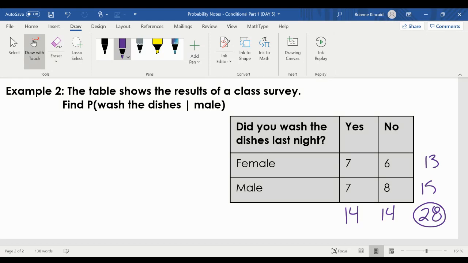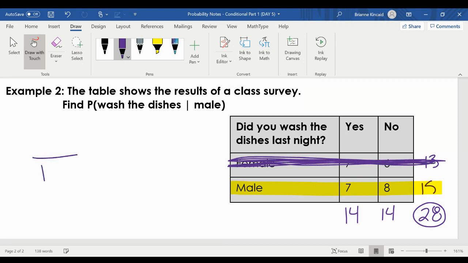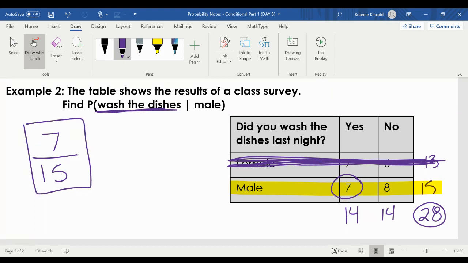The table shows the results of a class survey. Find the probability that they wash the dishes given that they are male. So males are who I'm focusing on this time. I don't care about females in this example. I'm only focusing on the males. How many total males do I have? 15 goes in the denominator. Of those 15, how many said yes, I wash the dishes? 7, which goes in the numerator. And then 7 over 15 can't reduce. So that's our final answer.